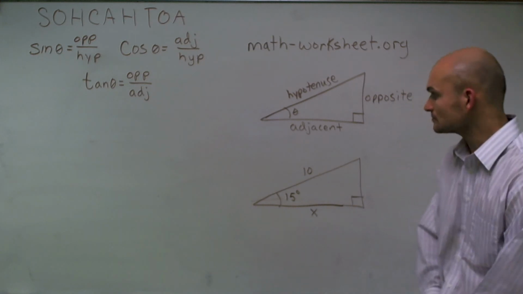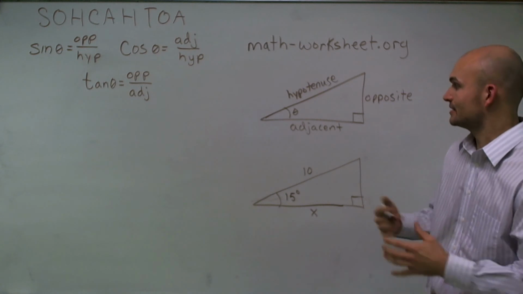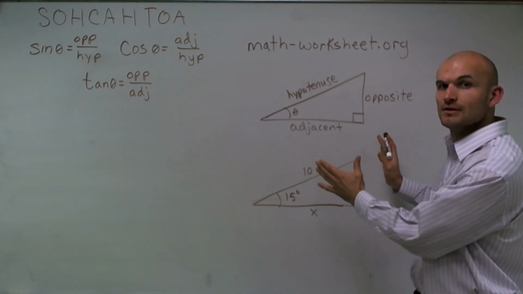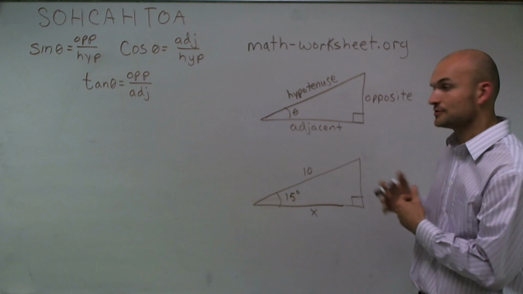Today what I want to show you how to do is solve a problem using right triangle trigonometry. So what we're going to be talking about here is when we're given a right triangle, how can we solve for a missing value?